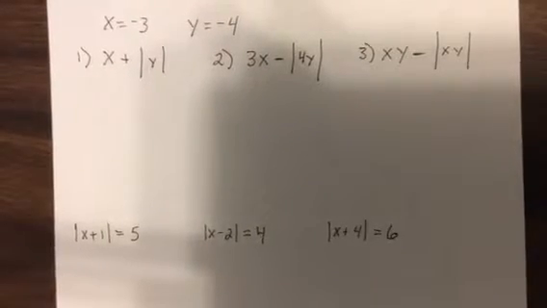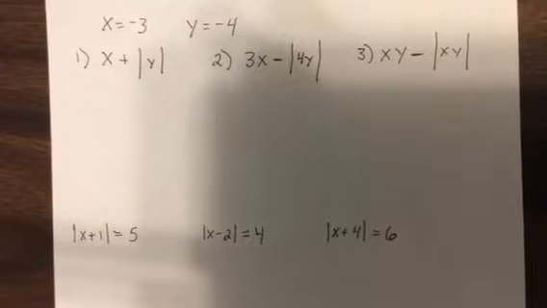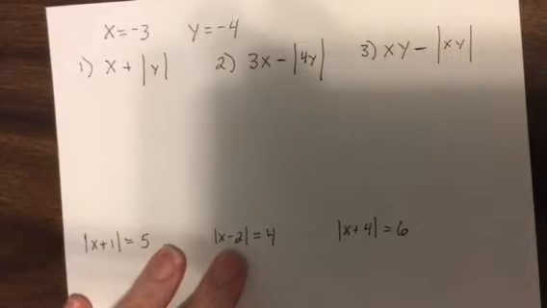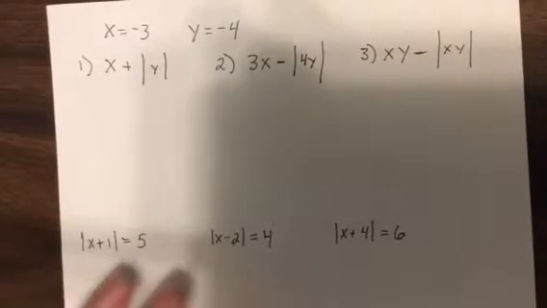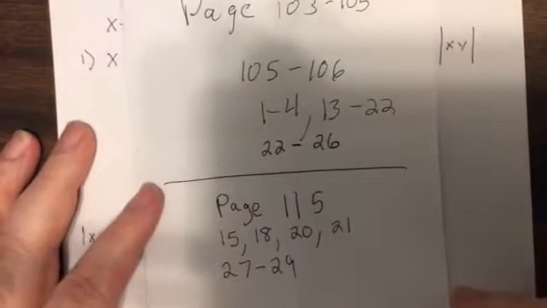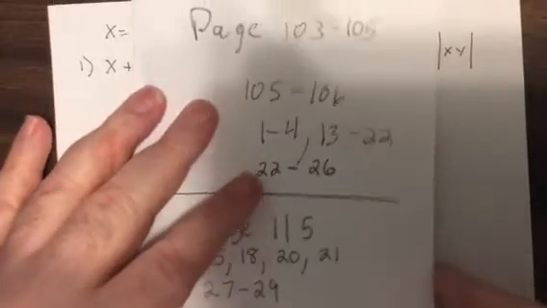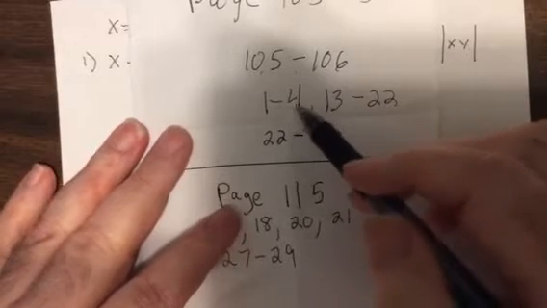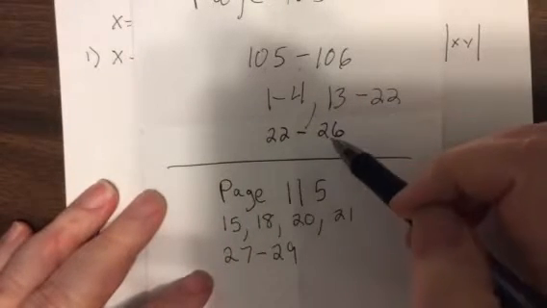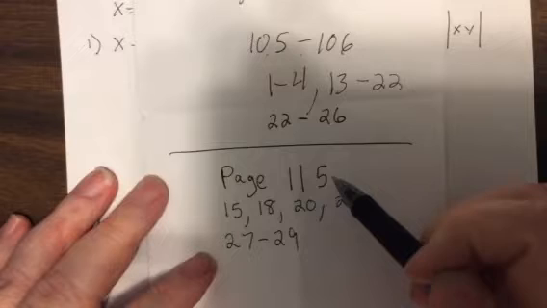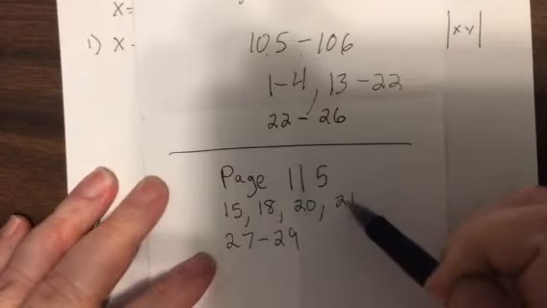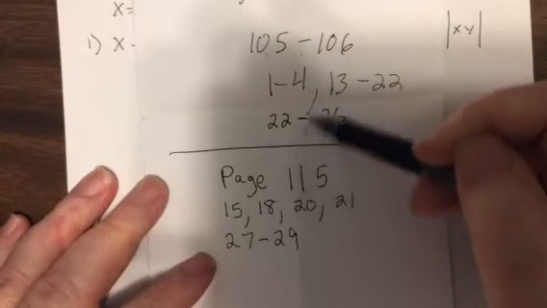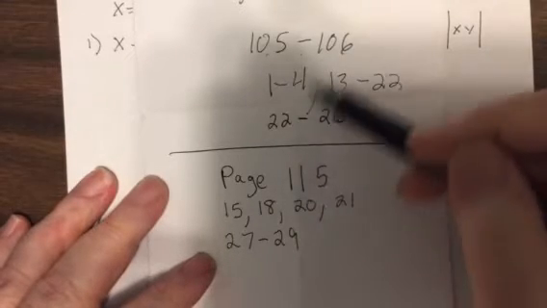Since we have party here today and party here tomorrow, I'm going to make a video that both of you are going to watch either on Thursday or Friday. Now, here is the homework. This is due on Monday. It's page 105 to 106, 1 to 4, 13, 22 to 26, and page 115, 15, 18, 20, 21, 27 to 29. This will count as two checks on Monday, two separate checks.